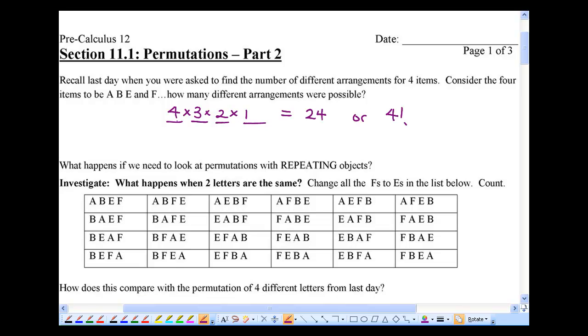Good. Now today what I want to do is look at what happens if we were to permutate repeating objects. So instead of having individual objects distinct, now let's say we have some repeating. So here's our first investigation. What happens when 2 letters are the same? Meaning, let me change all the F's to the E's in the list below. So that becomes an E, and you do the same thing, please.